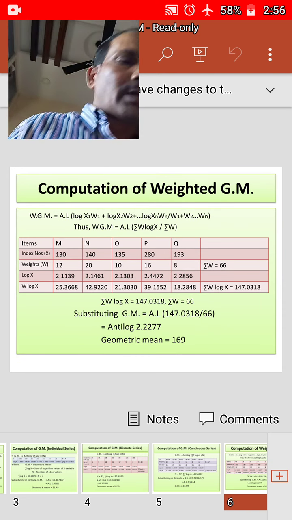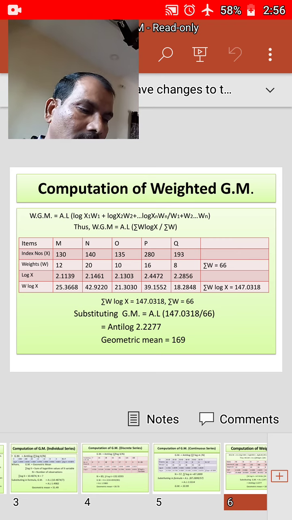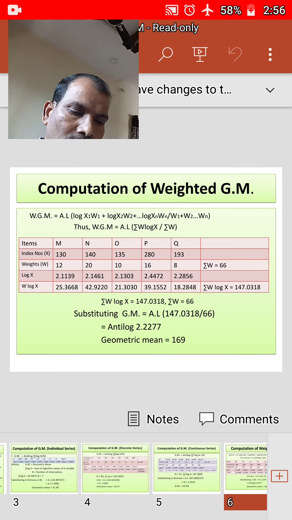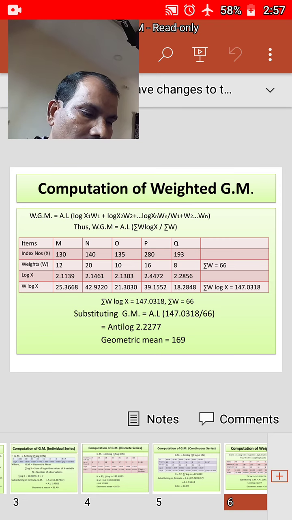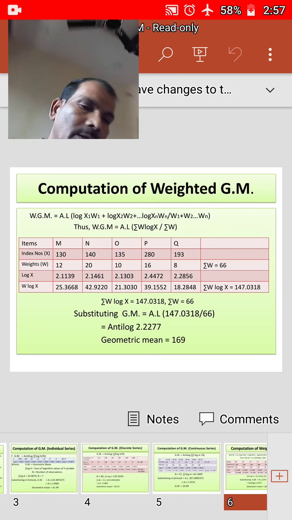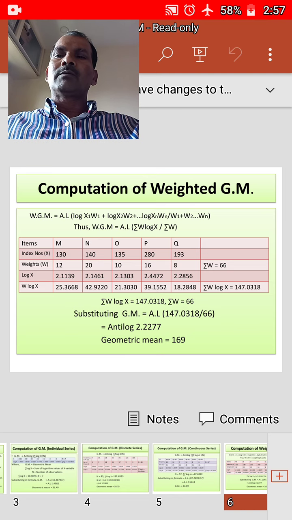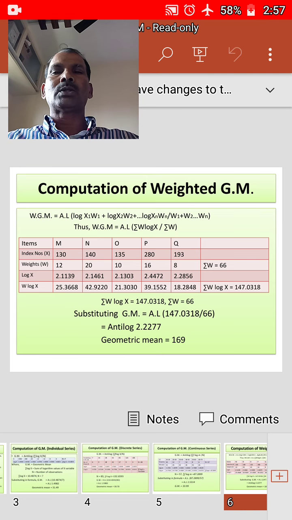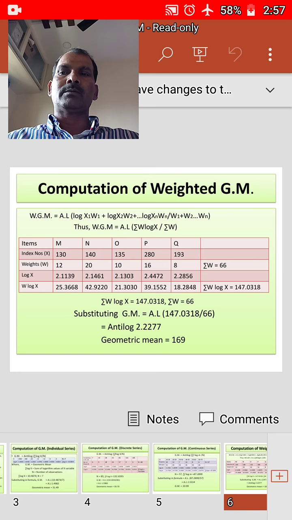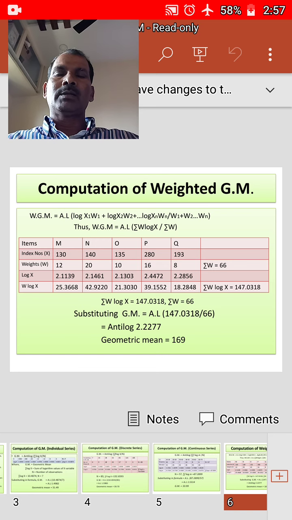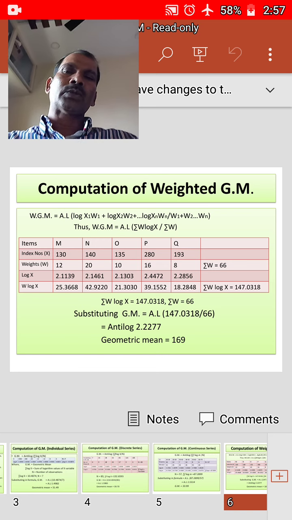Next, computation of weighted GM. Okay, weighted arithmetic mean. We can also compute weighted geometric mean. For this purpose we have a procedure.